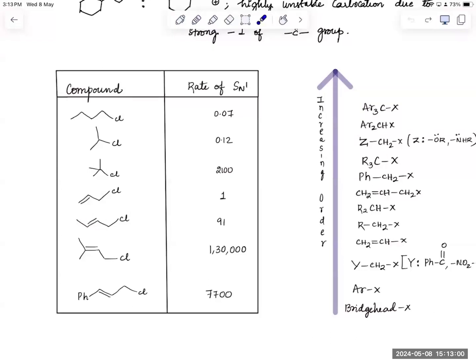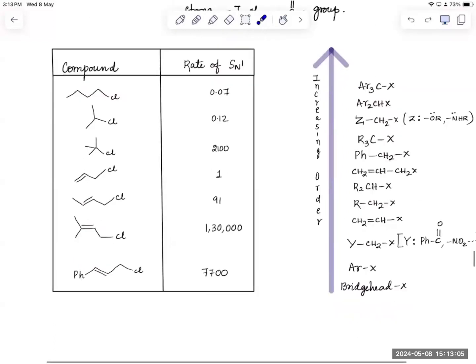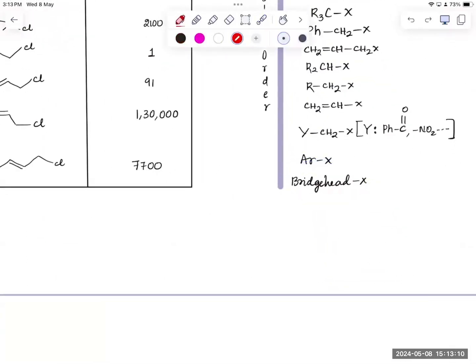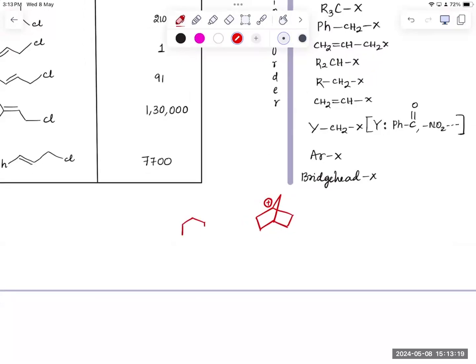Sir, in the last two cases, why is the last case rate less than that of the second last? Between these two, bridgehead and this one. Okay, bridgehead is a highly unstable carbocation. I gave you the carbocation order, check it out. This is less stable compared to phenyl carbocation, and this is more stable compared to vinyl carbocation. Okay, clear, Satvik?